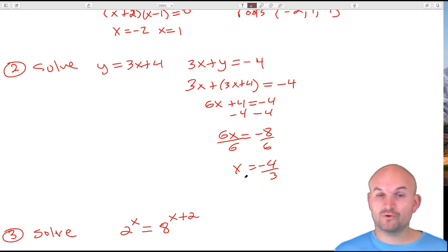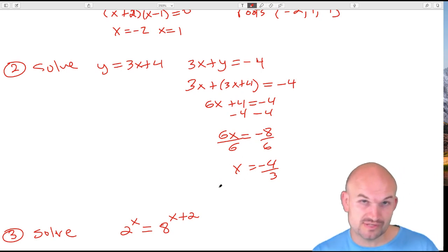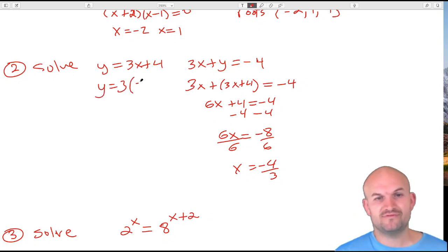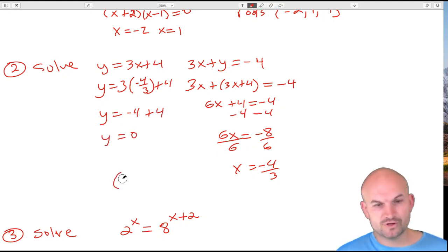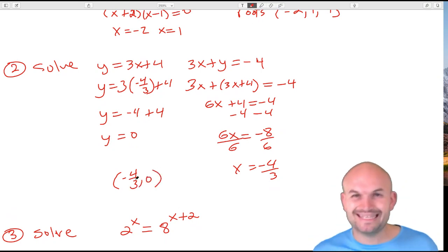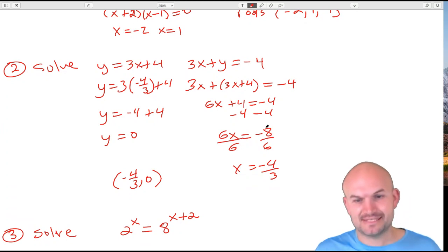So again, that's what x equals. But we want to look for the x and the y. The solution to a system is the x and the y coordinate. So now I'm going to substitute the value of x, negative 4/3, into 3x plus 4. So that's negative 4 plus 4, which means y is equal to 0. So if you were to graph this, you would have a solution point of negative 4/3, 0. But it looks like substitution is going to be the easiest method in this case.